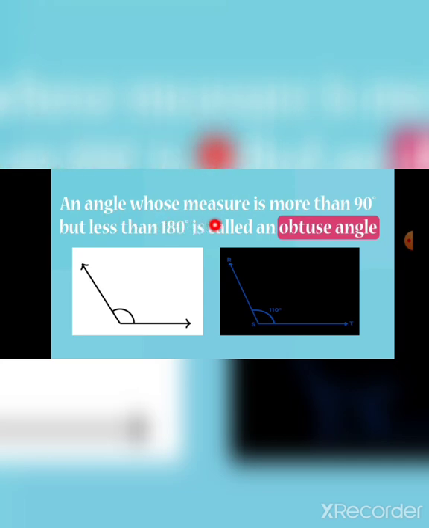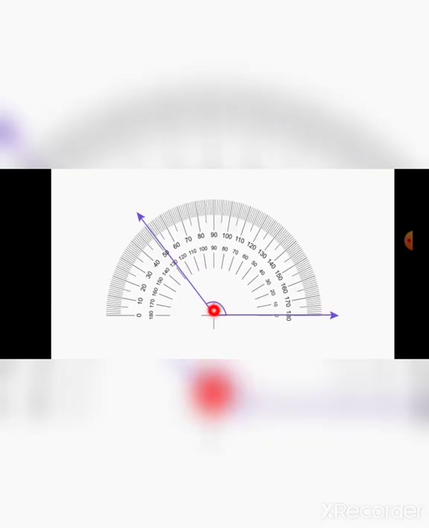Now moving ahead is the obtuse angle. An angle whose measure is more than 90 degree but less than 180 degree is called an obtuse angle. See, after measuring like this, the obtuse angle looks like this. It is 110 degree. So this is the way an obtuse angle looks. Now on the protractor, we'll see the central point of the protractor is kept on the end point of the sleeping line and it is measured as 130 degree. So this is the way an obtuse angle is formed.